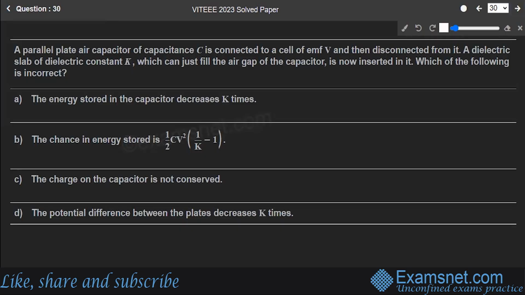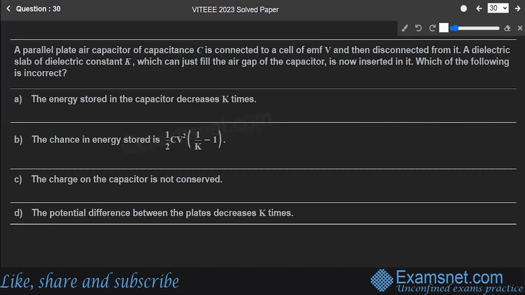It says a parallel plate air capacitor of capacitance C is connected to a cell of EMF V and then disconnected from it. A dielectric slab of dielectric constant K, which can just fill the air gap of the capacitor, is now inserted into it. Which of the following is incorrect about it?